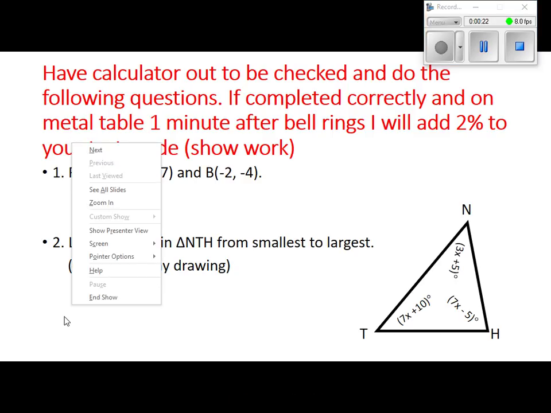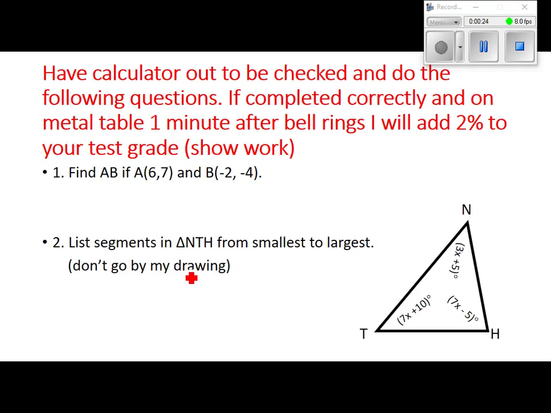Distance formula. Square root of parentheses x minus x. So 6 minus negative 2, which is 6 plus 2, right? Squared plus 7 minus negative 4, which is 7 plus 4, squared. Equals 13.6. Does everybody agree with 13.6?